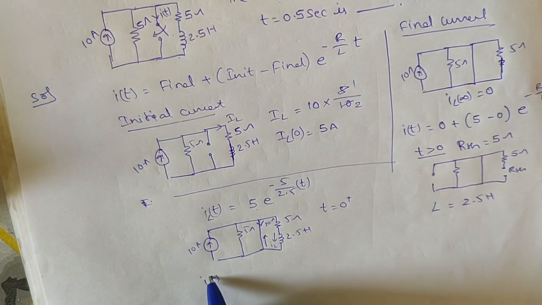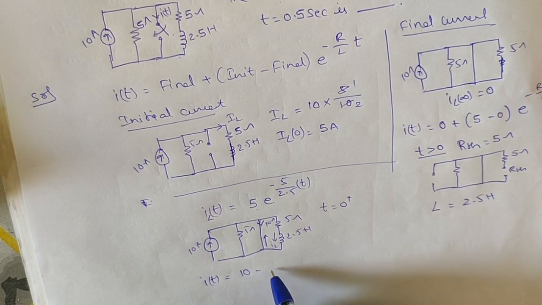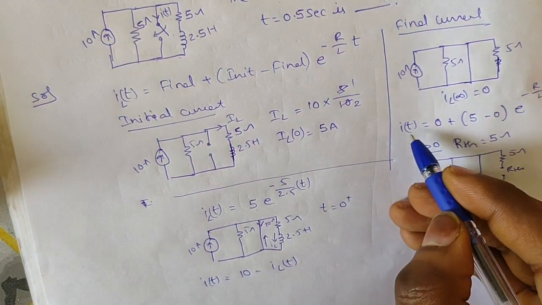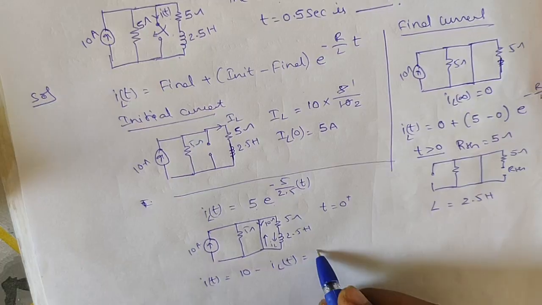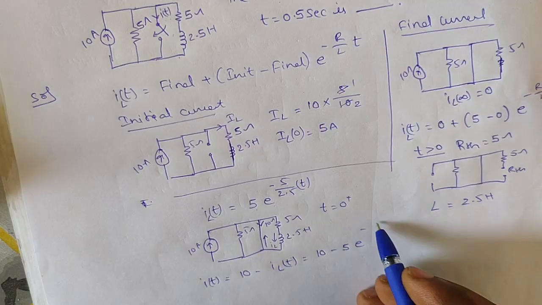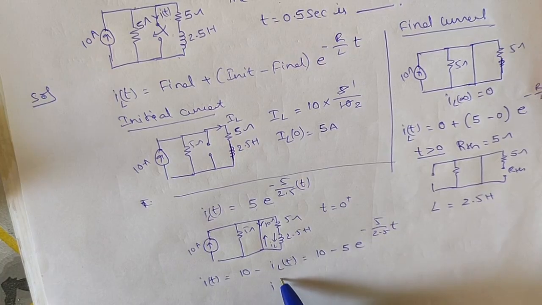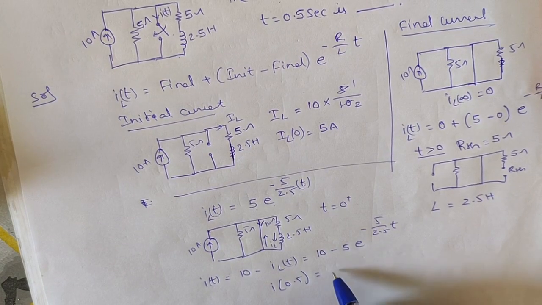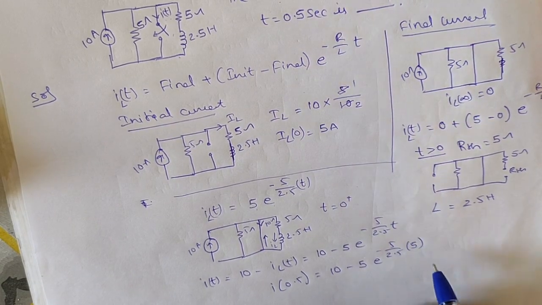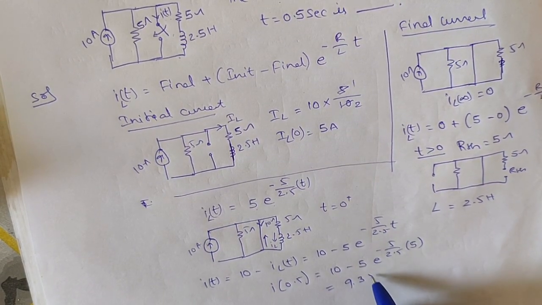So the total current I of t will be 10 minus IL of t. This is an inductor current, no need to be confused. So 10 minus 5 into e power minus 5 by 2.5 into t. We need the current at 0.5 second. Then 10 minus 5 into e power minus 5 by 2.5 into 0.5. The value will be 9.32 amps.